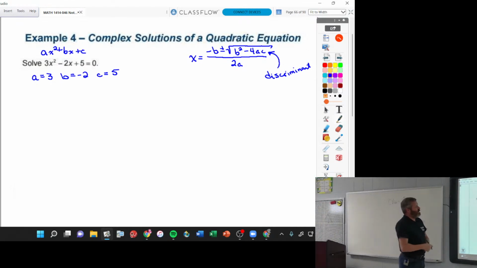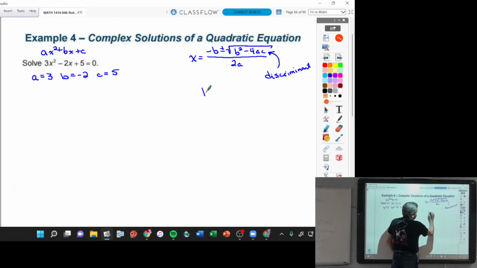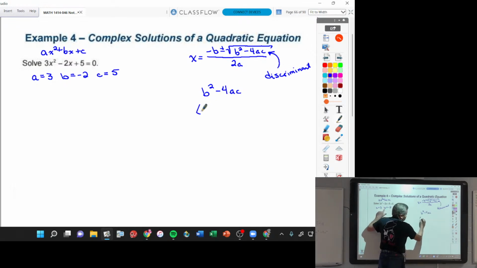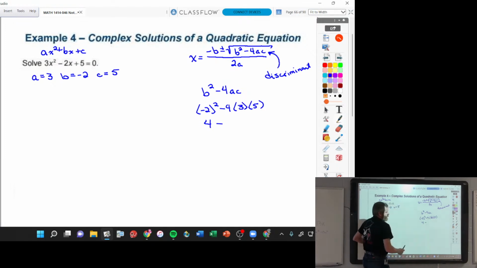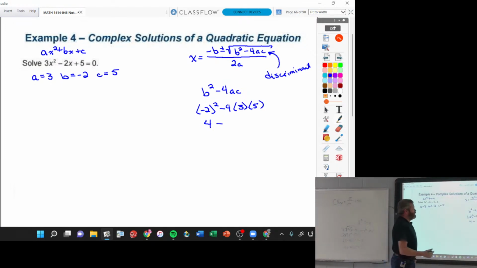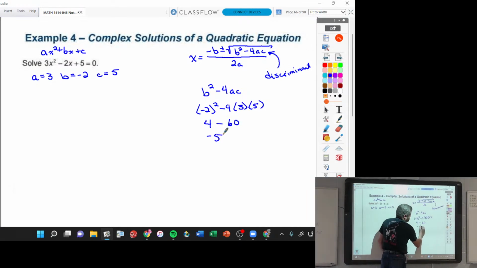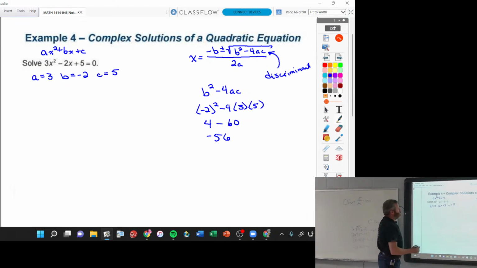So to solve this, the way I always do it is I work that discriminant separately. So I'm going to go ahead and take care of that b squared minus 4ac. Well, b is negative 2 squared minus 4 times a, which is 3, times c, which is 5. Negative 2 squared is 4, minus 4 times 3 is 12. 12 times 5 is 60, and 4 minus 60 is negative 56. And so you can see that we have a negative number inside the radical.